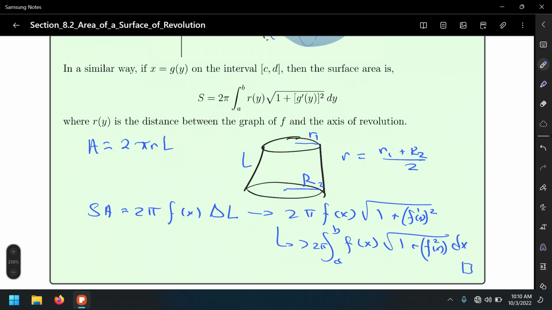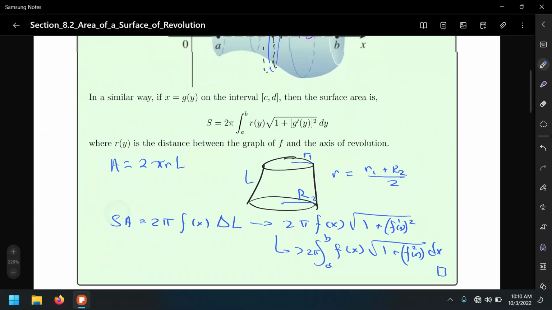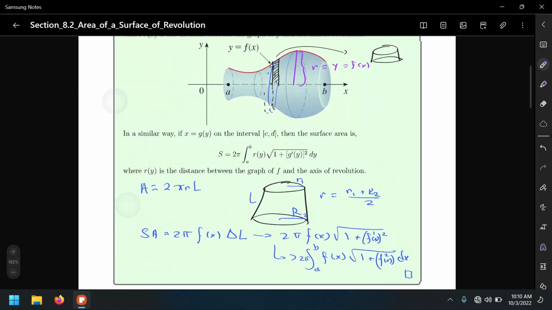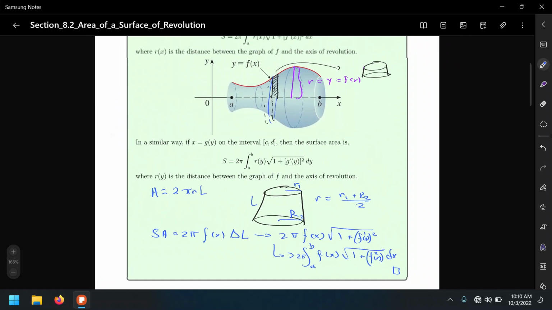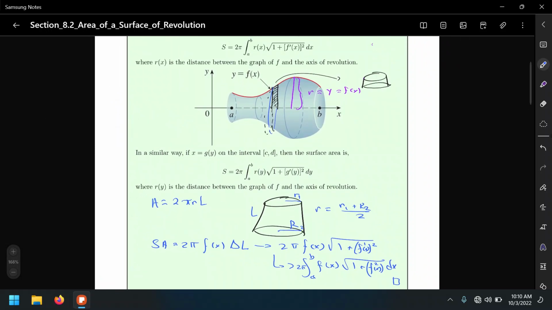Which is really the formula that we have above. All right, let me zoom the whole thing out so you can see the formula and compare. So without getting into too many technicalities about the derivation, that's essentially how we're going to obtain the surface area in this case.